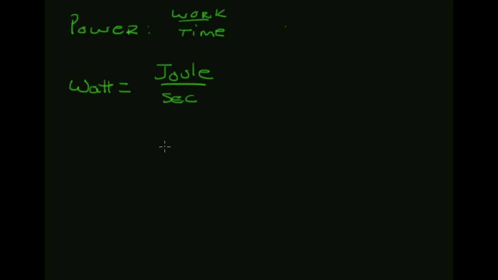Now, seconds are a base unit in the metric system. They don't need any further explanation. We know what a second is. But a joule is something that's a little bit foreign to us, right? So joule is being used here as a measurement for work.